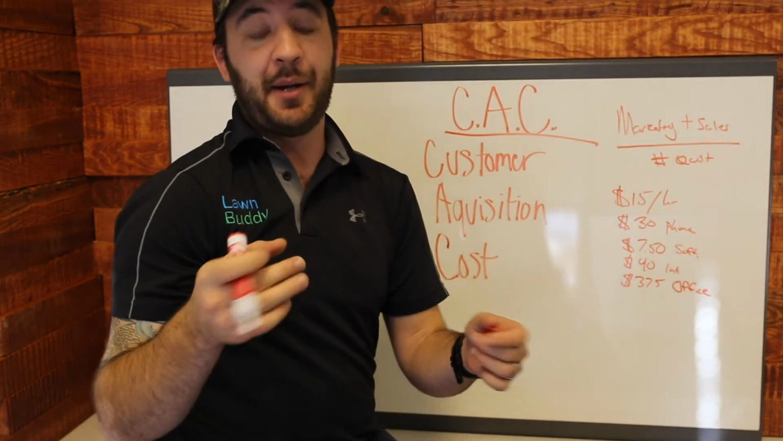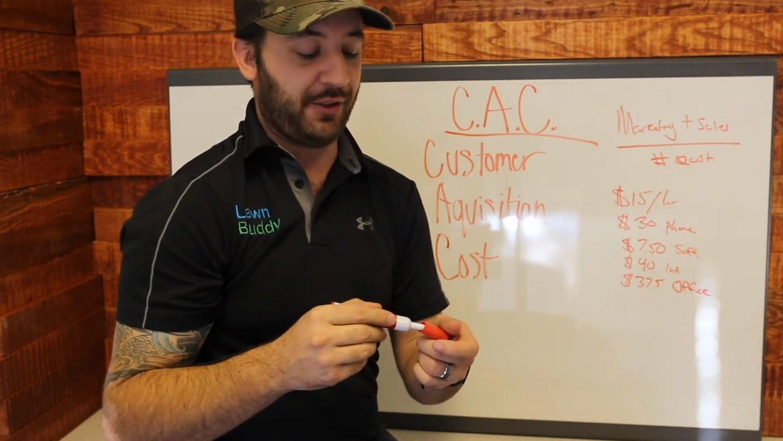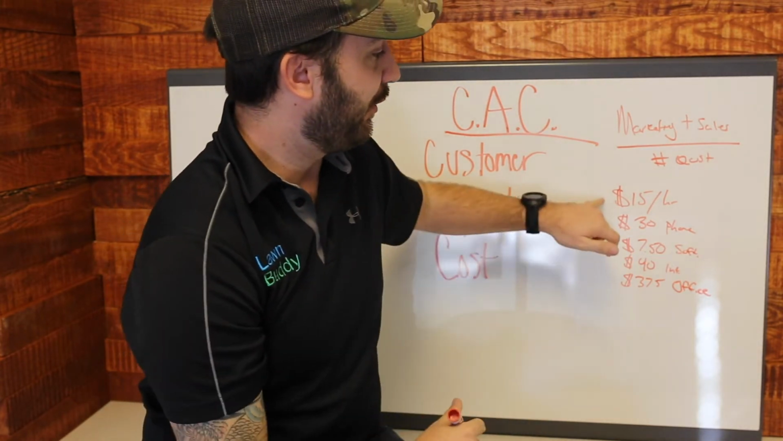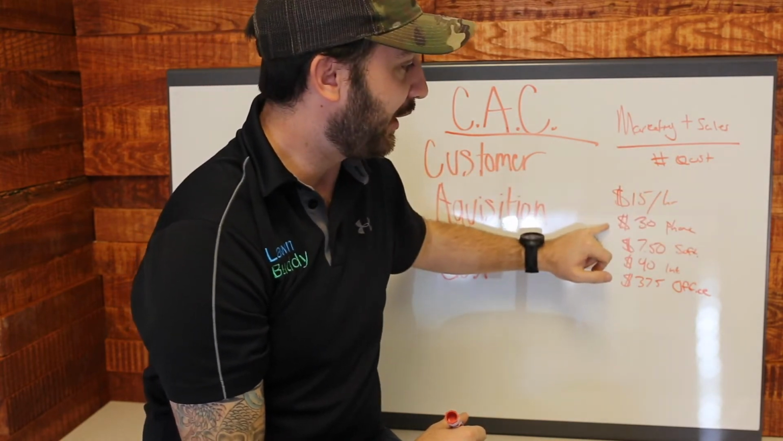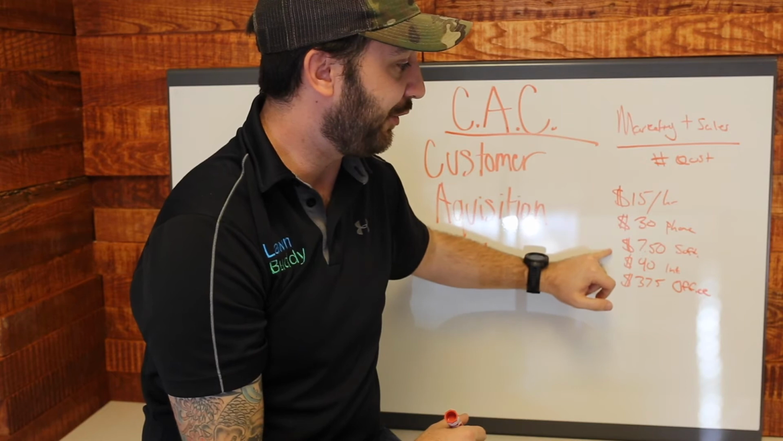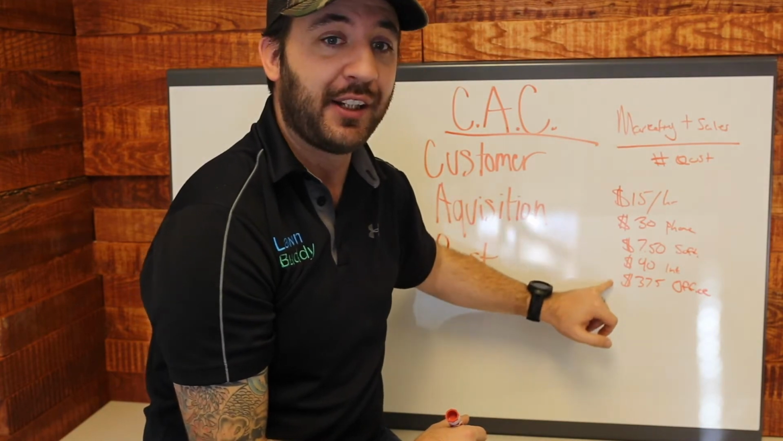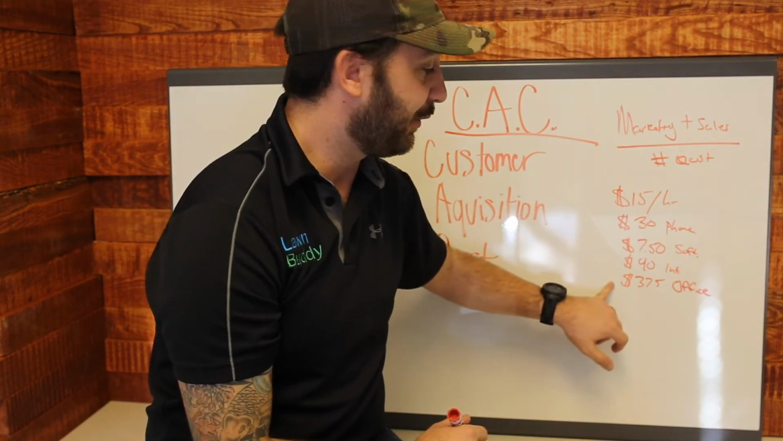So then, just like I told you, you're going to factor all this together. Remember, as we go through, you're doing $15 an hour. Let's say they're doing 40 hours a week, right? You have $30 for your phone. You have $7.50 for software, $40 for internet, and $375 for your office.